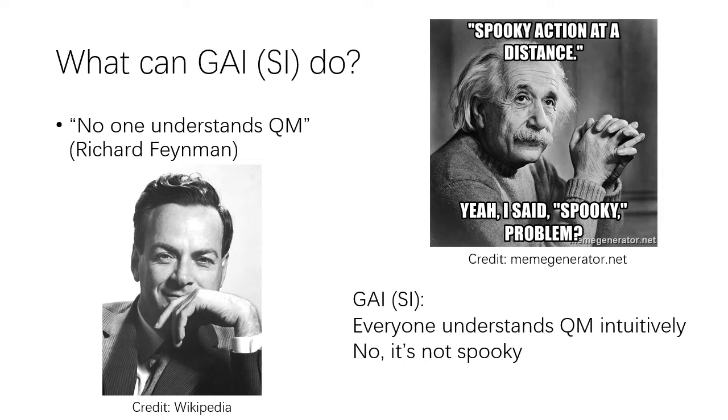GAI, or standard interpretation, tries to help everyone understand quantum mechanics intuitively. And we can tell Einstein that there's nothing spooky. Everything is just as plain as he always believed.